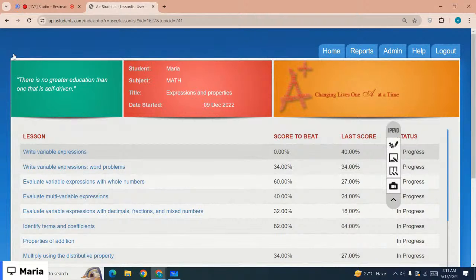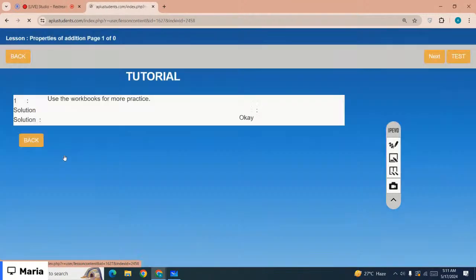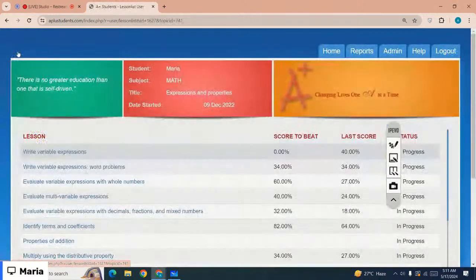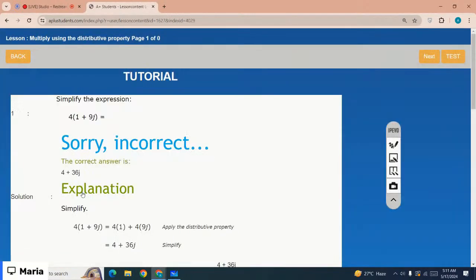The next lesson is properties of addition. Use the workbook for practice questions. What's wrong with the properties of addition? Multiply using distributive property.